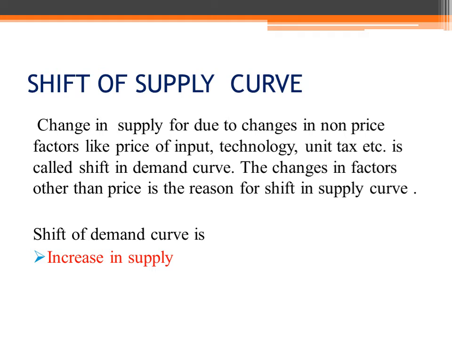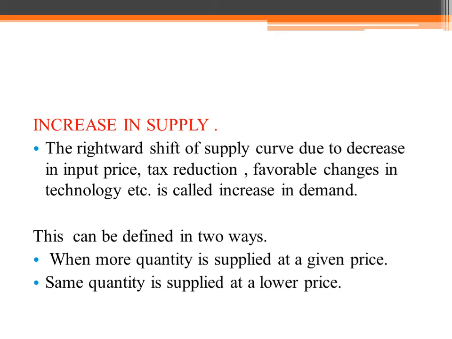Shift of supply covers increase in supply and decrease in supply. Increase in supply is the rightward shift of the supply curve due to a decrease in input price, a decrease in tax, or favorable changes in technology, etc. So the rightward shift of the supply curve due to favorable changes in the non-price factors is called increase in supply.